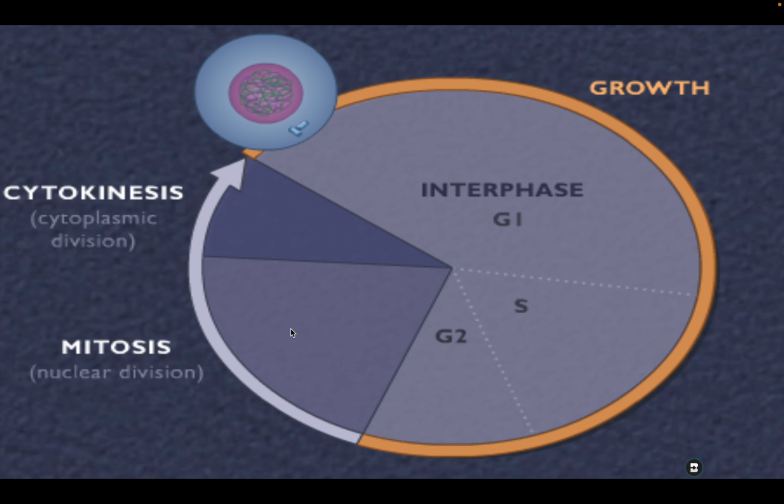So interphase. Interphase includes G1, S, and G2. So there might be a question that says something like, which phase takes the longest in the cell cycle? Your answer should not be G1, S, or G2. It should be interphase, because interphase includes G1, S, and G2. Okay? So then we got mitosis over here as well as cytokinesis.